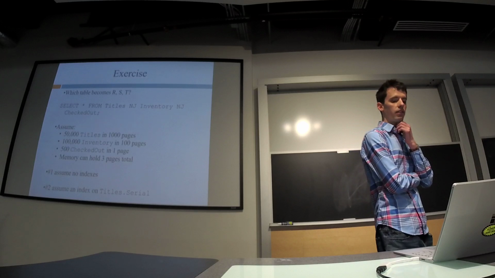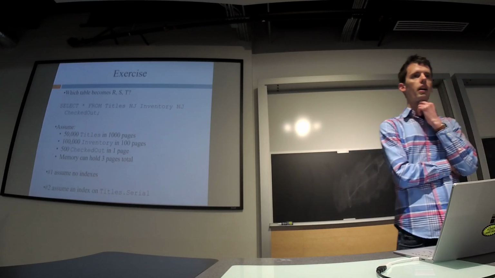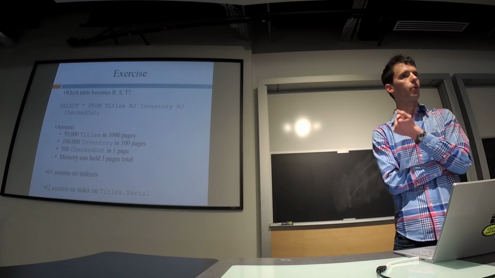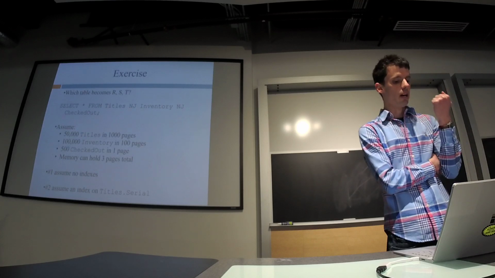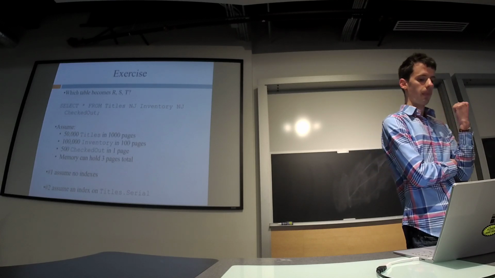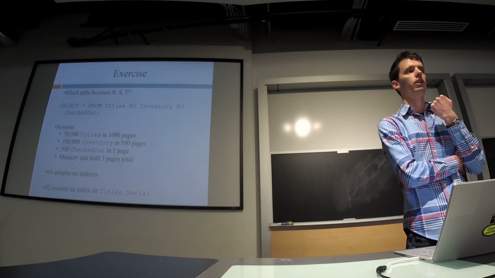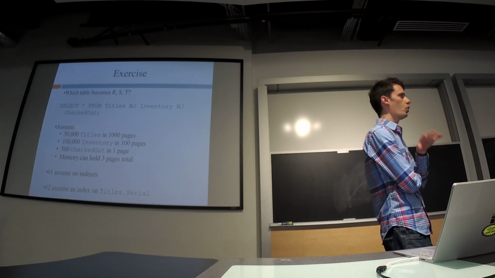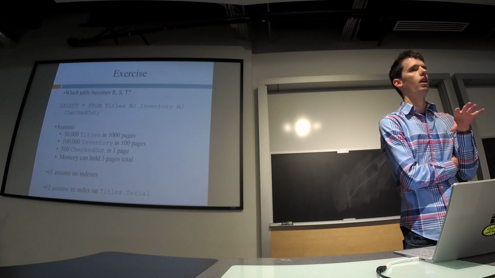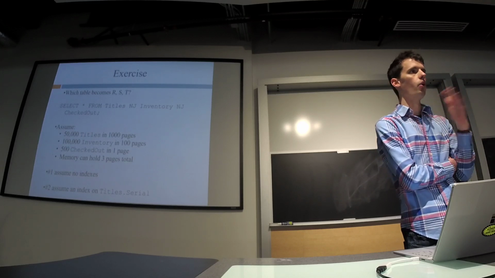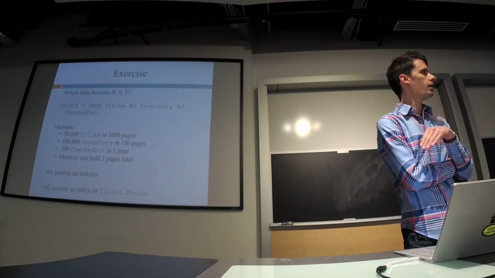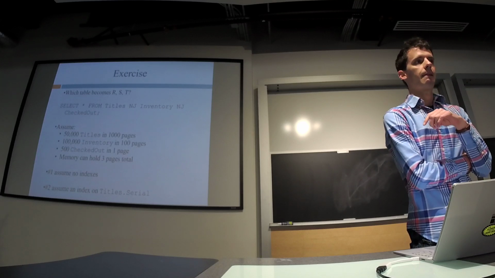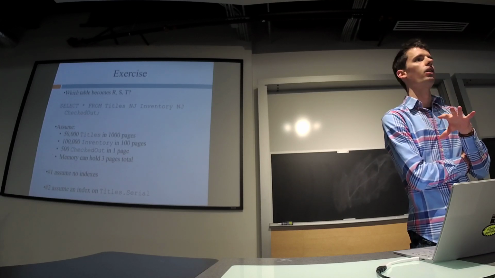Okay? And then we have some assumptions here. So 50,000 titles occupying 1,000 pages. 100,000 inventories occupying 100 pages. 500 checked out, all in one page. And our memory system can only hold 3 pages. So one from each, basically. So 2 questions. What will R, S, and T be for the case where there are no indexes at all? And what will R, S, and T be for the case where there's an index on titles.serial? Okay? So take a few minutes with the people around you, work this out.